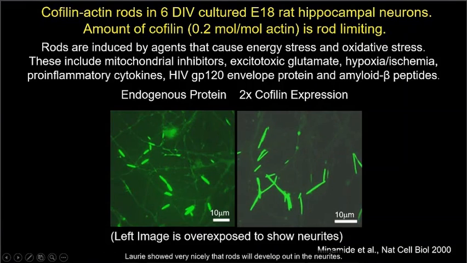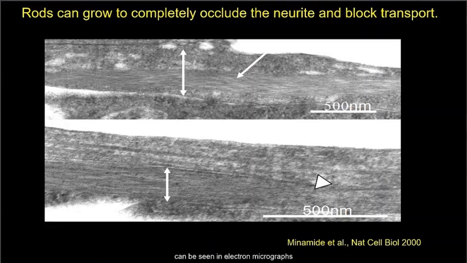In neuronal culture systems, rods will develop out in the neurites. They form in both axons and dendrites, and these rods can be seen in electron micrographs as bundles of, in this case, wavy filaments. These were fixed with glutaraldehyde before looking at it in the EM. Here's a rod in a neurite that is fasciculated with another normal neurite. So here's a microtubule in this neurite, and here's a bundle of these actin-cofilin filaments. There's a microtubule here that kind of disappears when it gets up to where the rod is located.